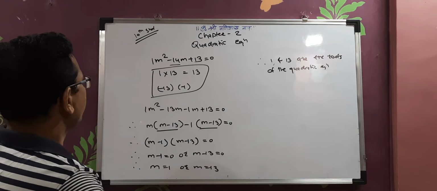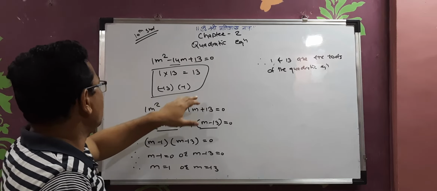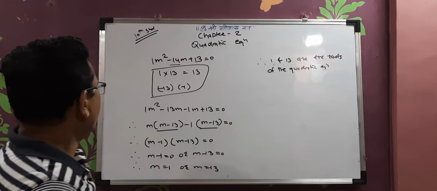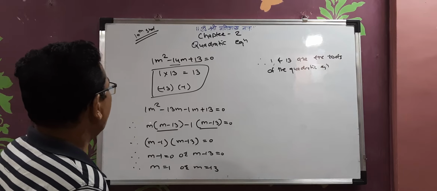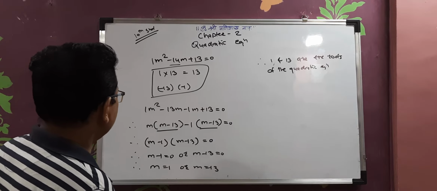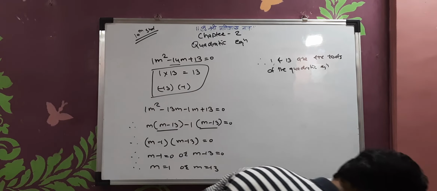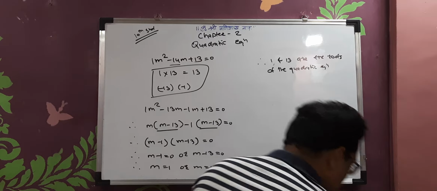Hope you understood how to factorize this middle term to get both factors, and how to satisfy the conditions over here. So we will now actually start with practice set 2.2.